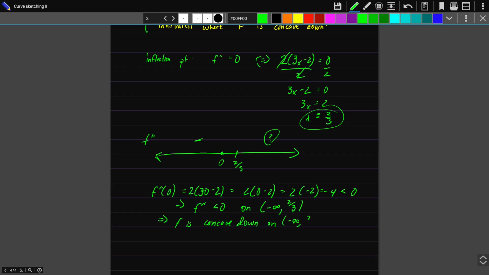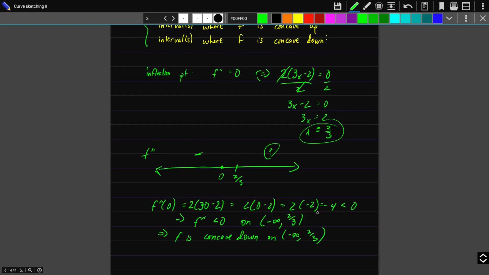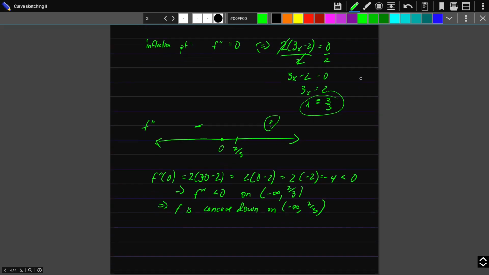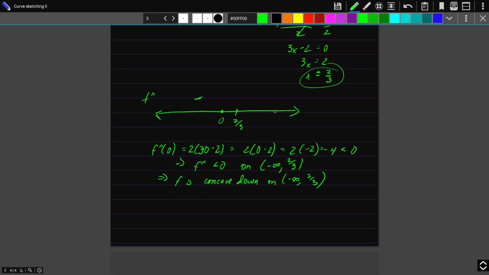Minus infinity to 2/3. Okay, so that's one of these answers already. So minus infinity to 2/3. And let's do the next one, the next interval. I just need to pick a random point in this interval. I could pick 1, for example. I could pick 2. I could pick 100. And I'm just going to go ahead and do 100 here just to demonstrate that any point will work.